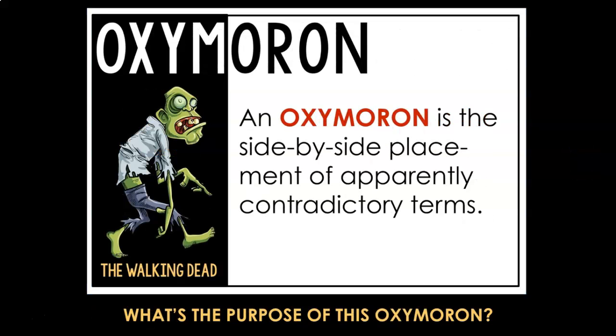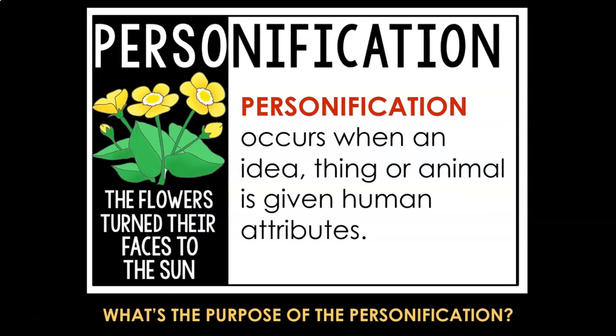An oxymoron is the side-by-side placement of apparently contradictory terms. What that means is two words that shouldn't go together, but when you put them side by side, they have their own unique meaning. Like Walking Dead. Dead people aren't supposed to walk, but if you say Walking Dead, we know that means a zombie. Or if I say jumbo shrimp, shrimp means small, jumbo means huge. It has its own meaning when you put them side by side, but those two words are still opposites. They're contradictory.